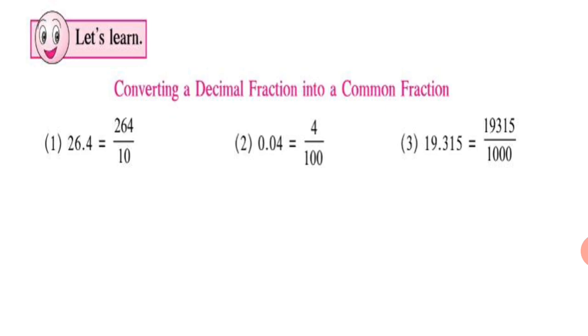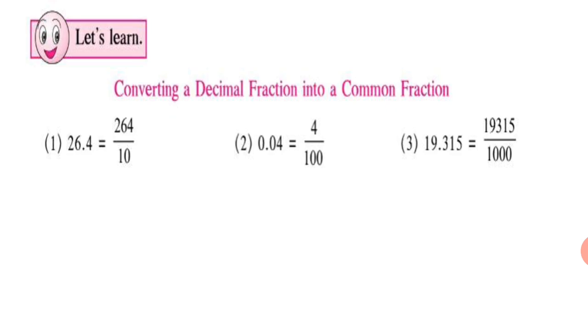Second example, 0.004 equals 4. 0 has no value. You know, we just take 0 to add up the places there. So 4 upon, now count after the point how many digit places there are. 3. So in the denominator, 1 and 3 zeros, 1000. So 4 upon 1000 is your final answer.